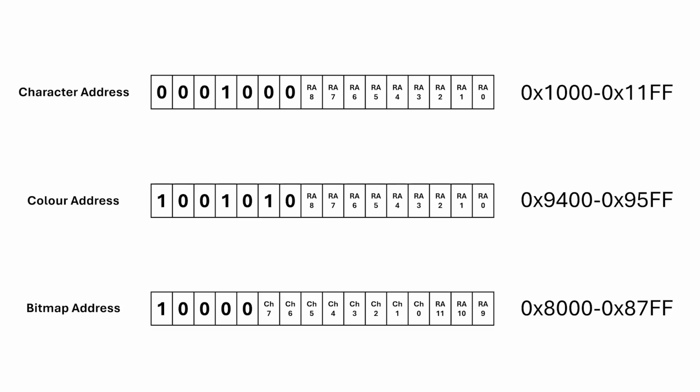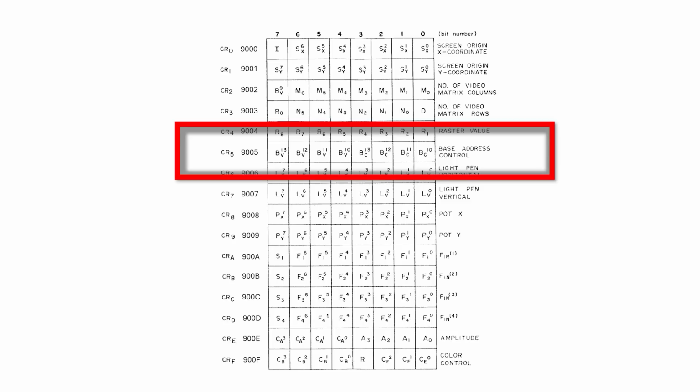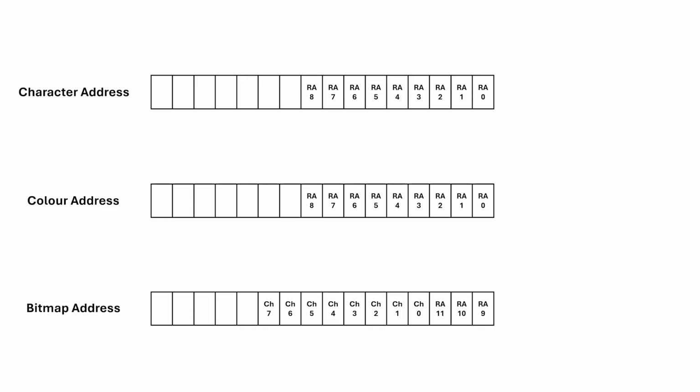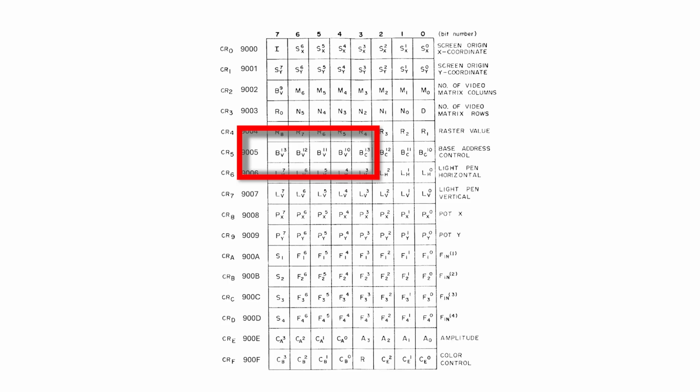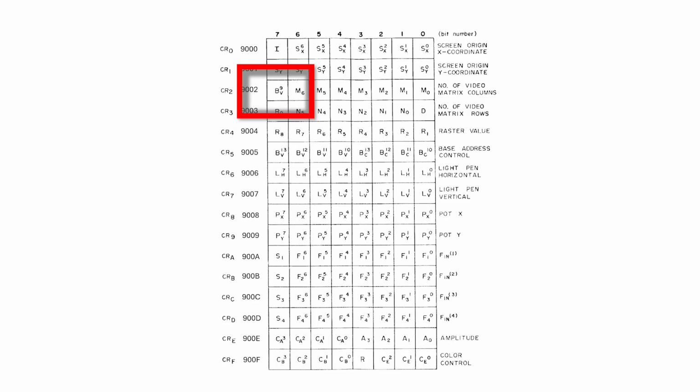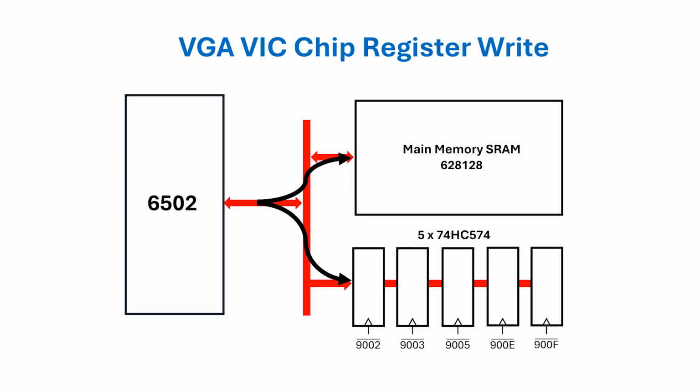But these upper bits are actually programmable in the VIC chip. These address bits mainly come from the register at address location 9005. BV is the video matrix address, bits 10 through 13 are stored in 9005, and bit 9 is stored in the top bit of the register at 9002. I've shadowed the data at these addresses with some 74HC574s, and some of these bits feed directly into the address multiplexer.